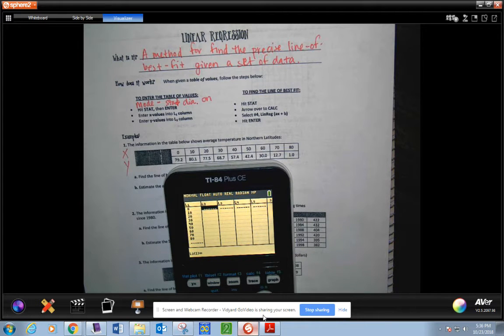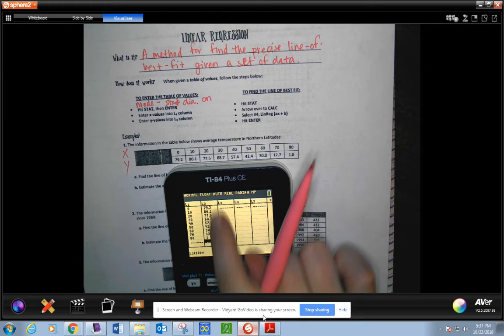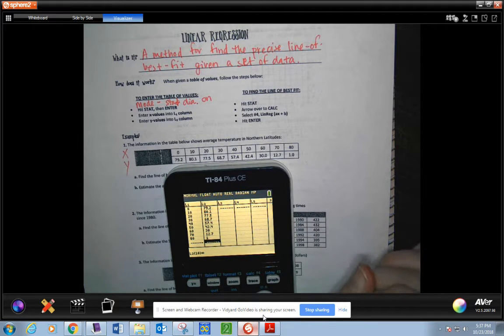Once you have all the X's in, you're going to move over to L2 and type your Y's: 79.2, 80.1, 77.5, and you have to hit enter every time, 68.7, 57.4, 42.4, 30.0, 12.7, 1.0. Okay, now before we do anything else, I want you to make sure that your two columns are even on your calculator. If they're not even, you messed up, so make sure your numbers are right. If you type a number wrong, it's not going to work right.